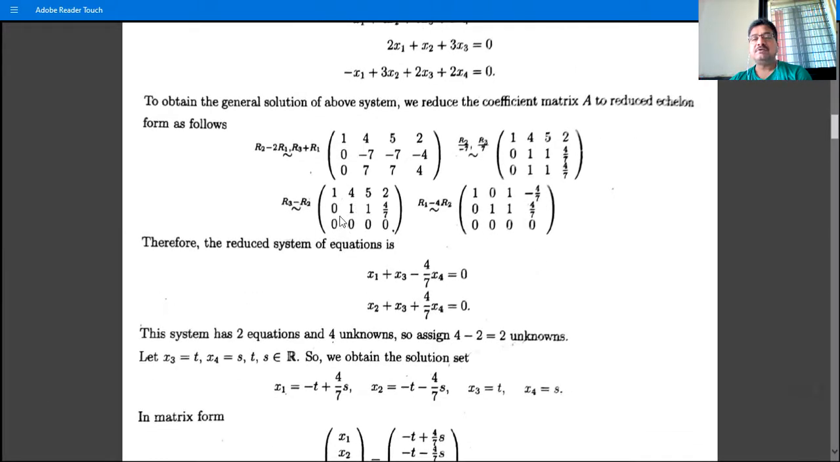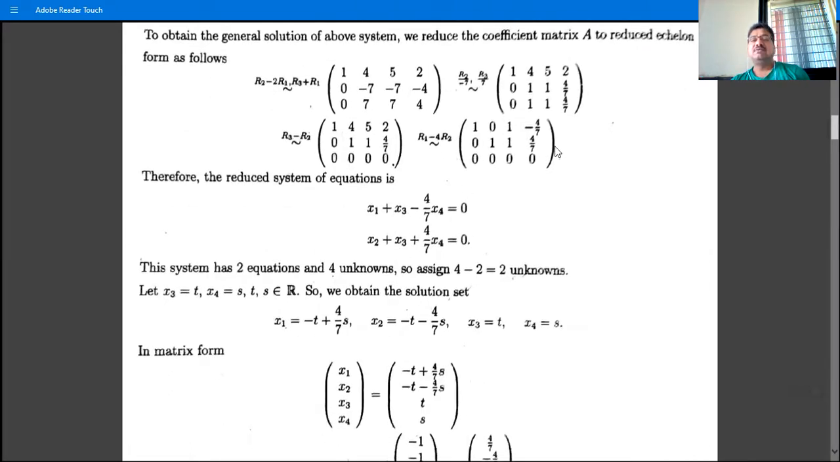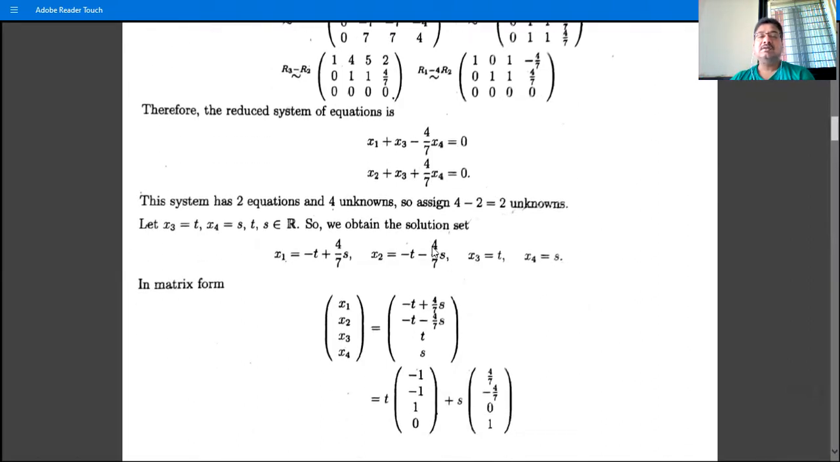So either from this matrix or from this matrix, rewrite the equations. Suppose this is the matrix; then we have x1 plus x3 minus 4 by 7 x4 is equal to 0, and x2 plus x3 plus 4 by 7 x4 is equal to 0. So this system has two equations and four unknowns.